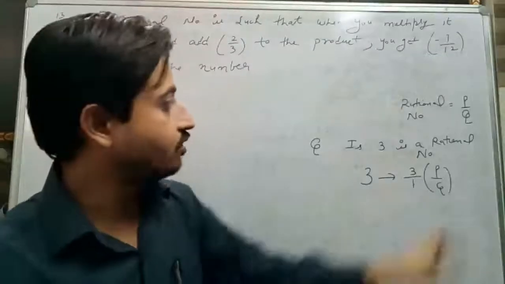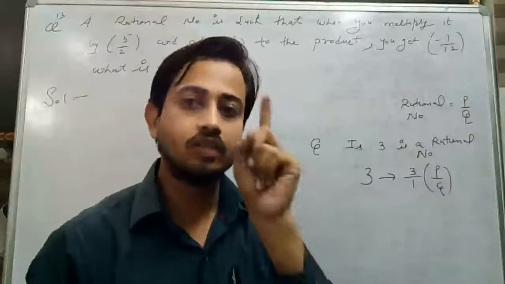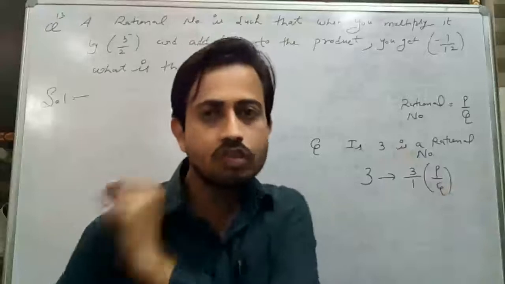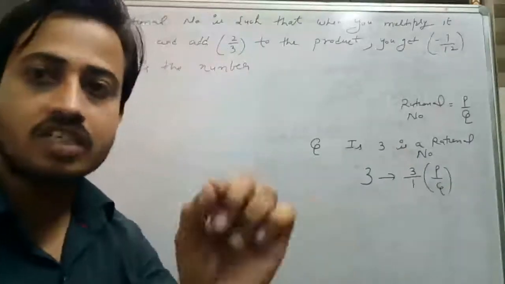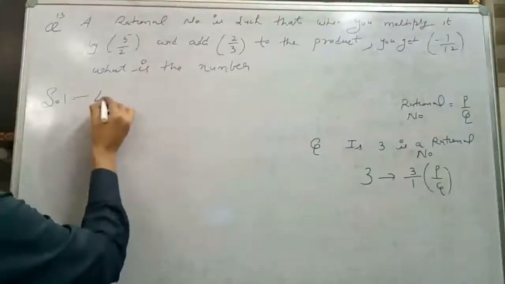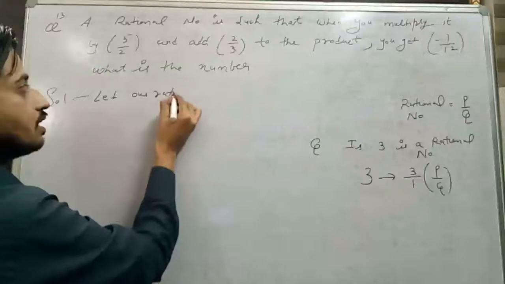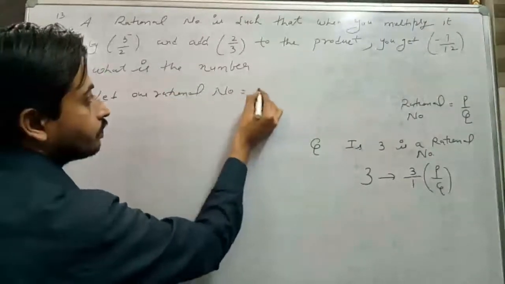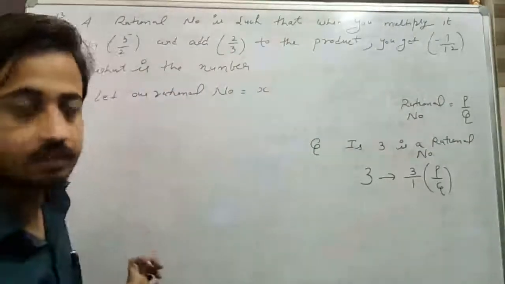So in this case we cannot take the form of p by q, we have to take a single number, and you understand this concept, because this helps to solve this question. It's very easy, the quickest way. So we have to take our rational number. Let our rational number be x. We can take.